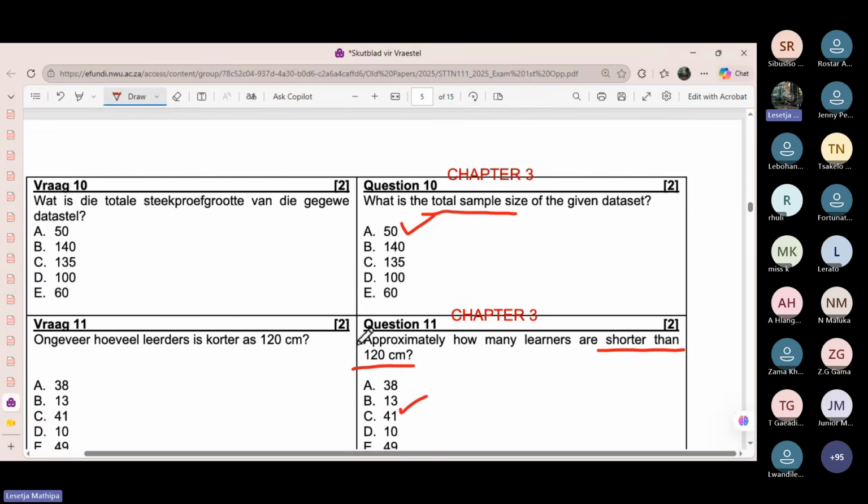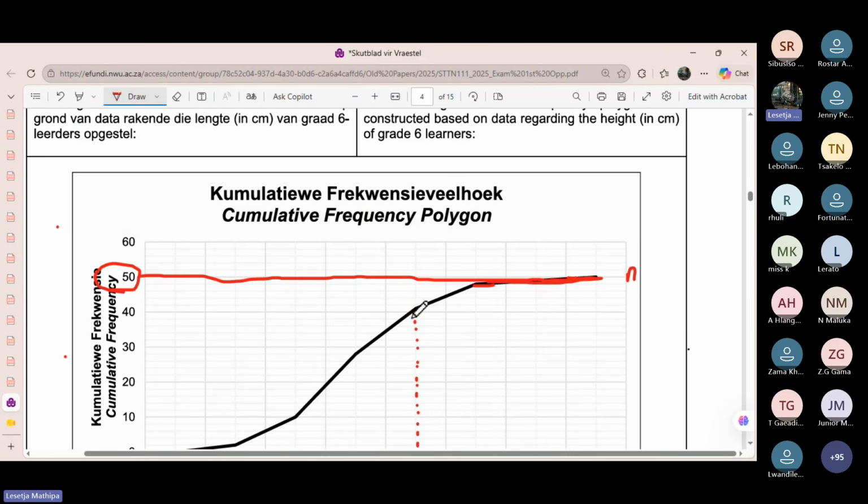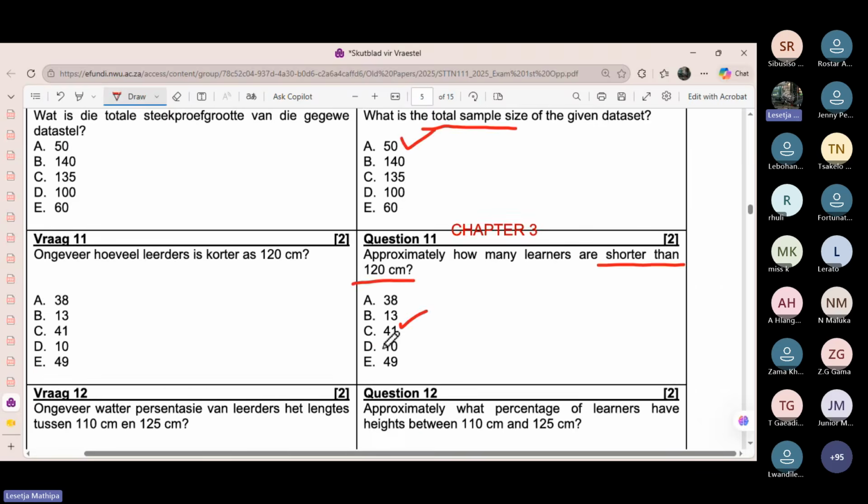41, because it can be 59, 49. But look at the way we go. I guess this is 40. Then above 40, you're going to use that one. Then you take 41. And this one.